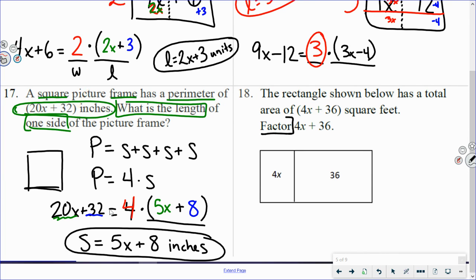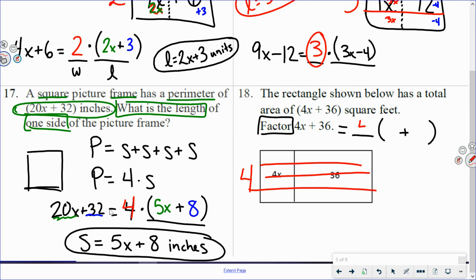So essentially, we are asked to factor 4x plus 36, and we're given the rectangle as a way of helping us. What could be pulled out of both? I know, yes, they're both even, but 4 would be the greatest common factor. In this case, 4 sets of a single x would give us 4 x's. I'm going to go ahead and not write the 1 this time. And of course, 4 sets of 9 would give us 36. So that's really all they're asking us to do, folks, is to factor it out.